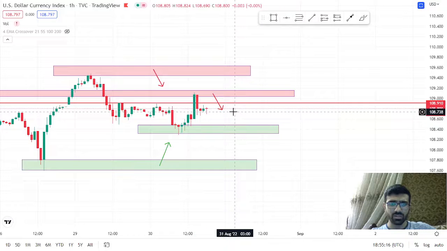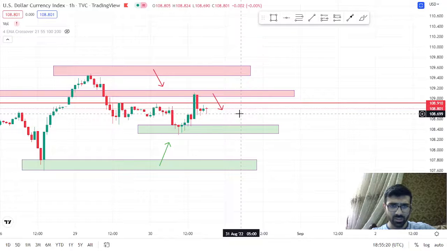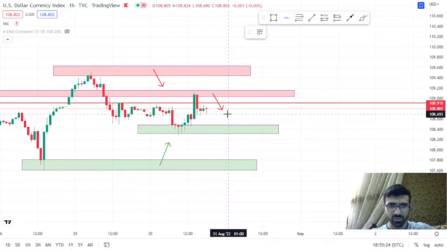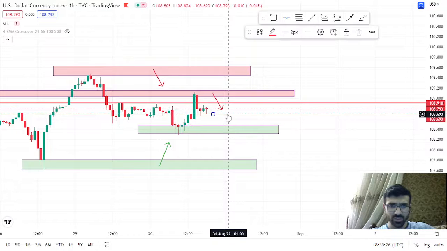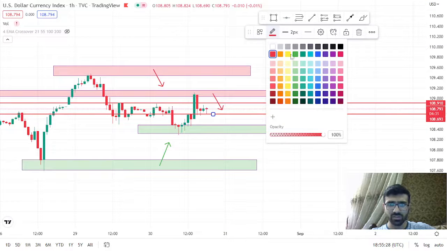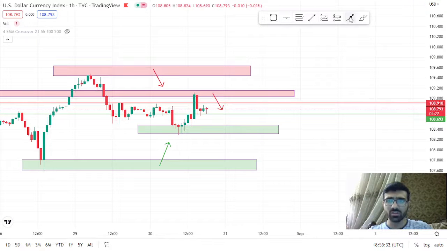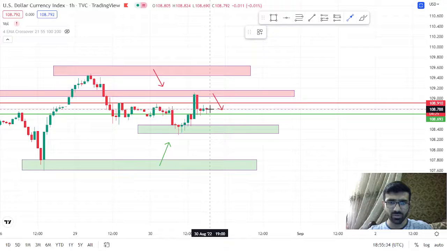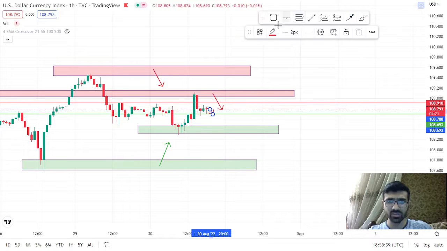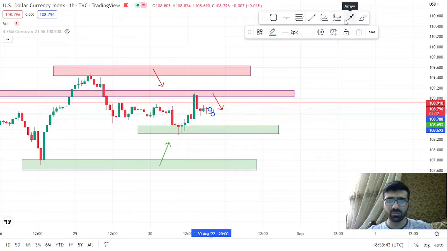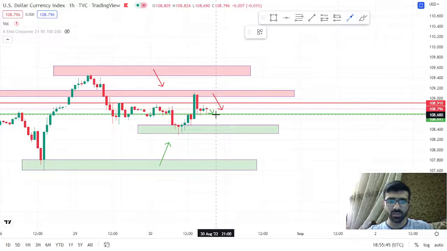Okay, now let me also mark some areas of short-term support, which is this area. Let me change its color to green for support. Now let us take a few trades. If the market respects this area and closes above it, then maybe we could go long from here.